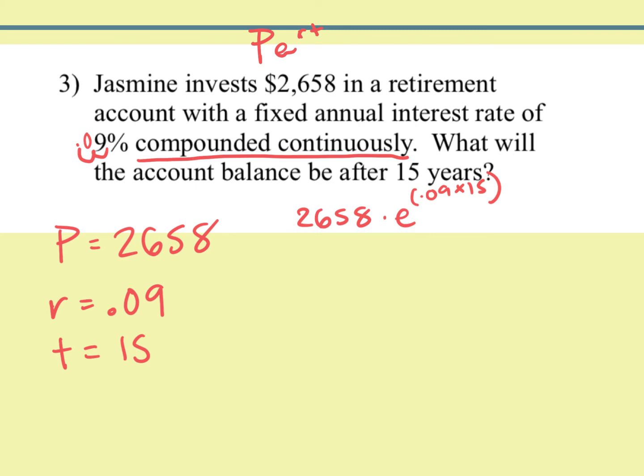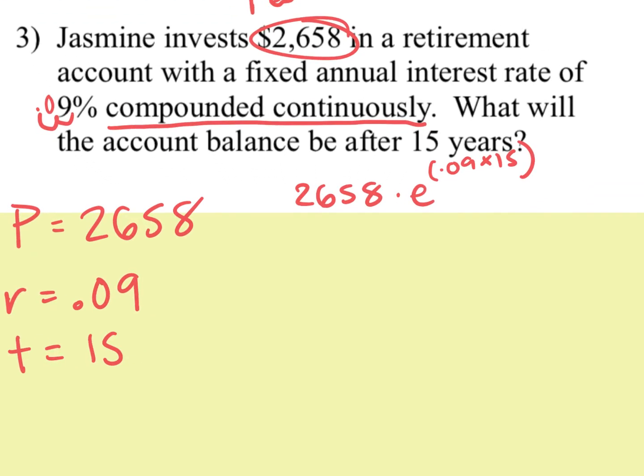E is just a button in the calculator. It's like pi, but instead of pi being 3.14, e is like 2.7 or something like that. What is P? P is our principal, so that's the starting amount, what we start with. R is the rate, the percentage. T is time.